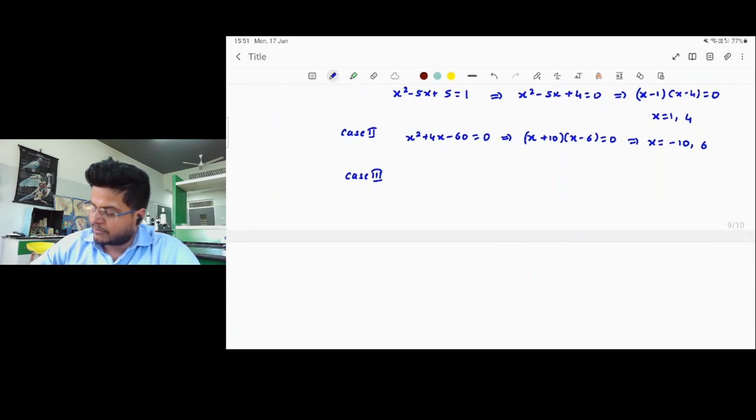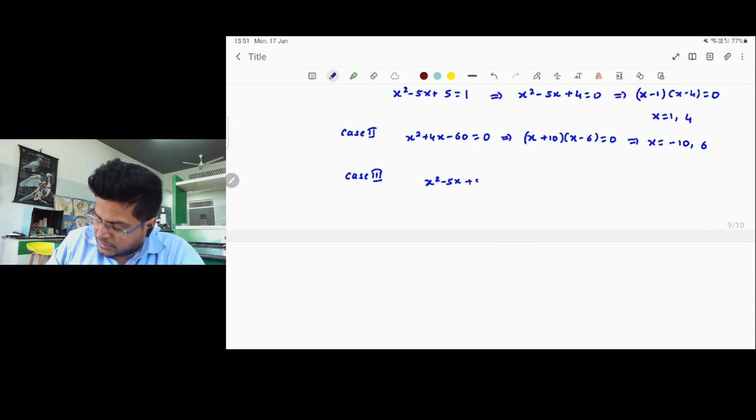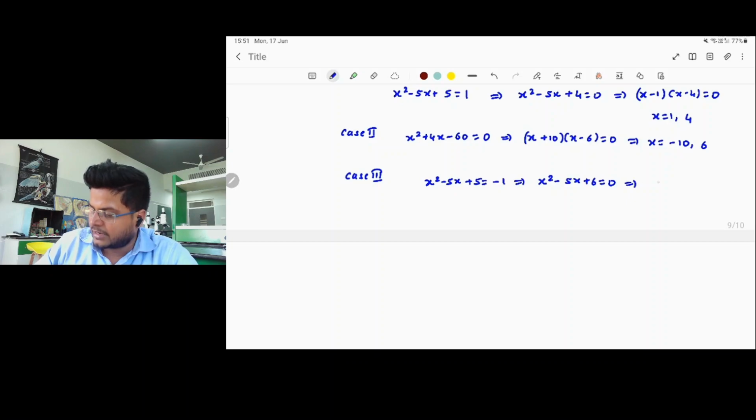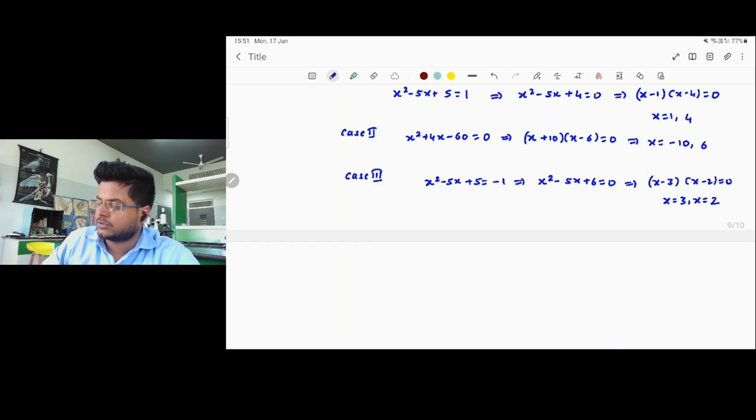So basically what I am going to solve is x square minus 5x plus 5 equals minus 1. So this will give you what? x square minus 5x plus 6 equals 0. And it is factorizable. (x minus 3) into (x minus 2) equals 0. So you got x equals 3 and x equals 2.